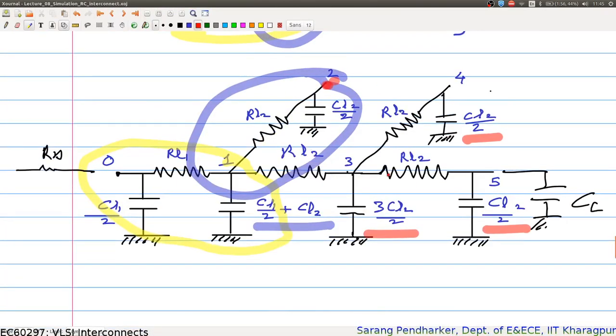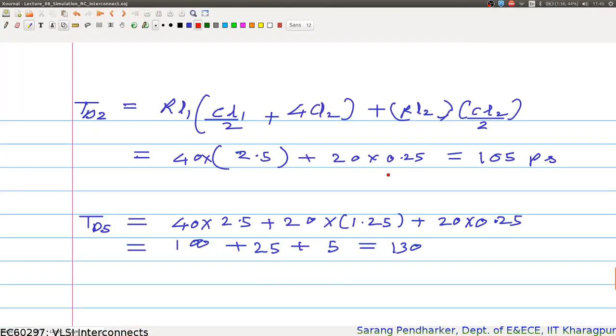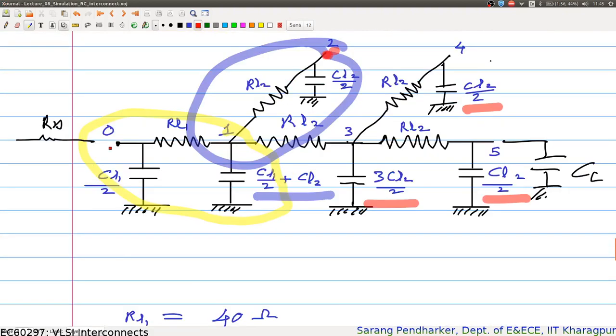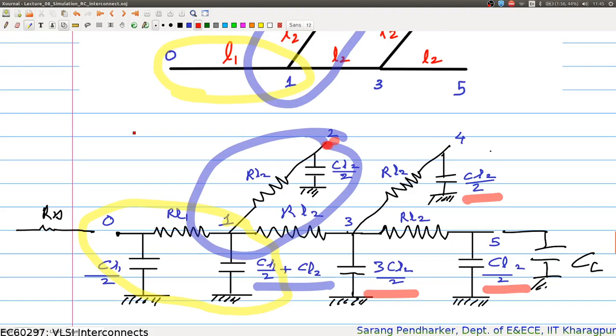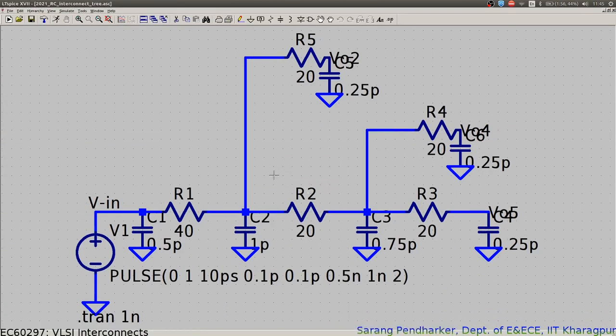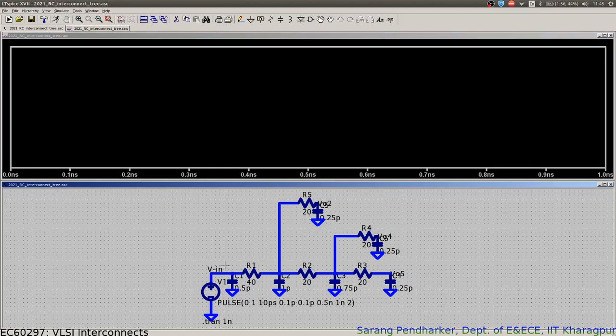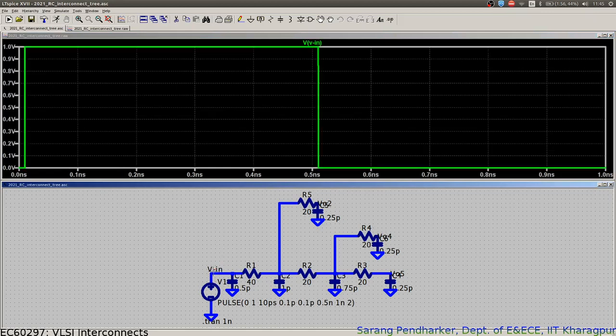For this circuit you can also compute the Elmore delay, right? So TD2 and TD5, you can compute the delay between 0 and 2 and 0 and 5. I have used 0, so 0 and 2 and 0 and 5, and then you can compare it with what you get from the simulator. So now let us see what is the output voltage.